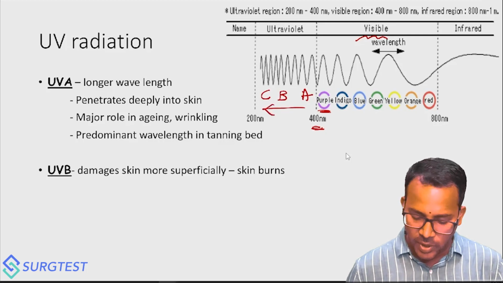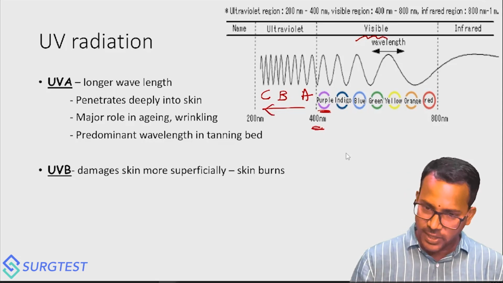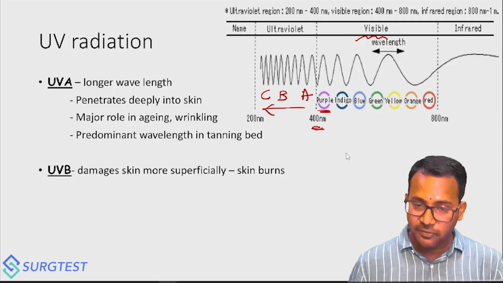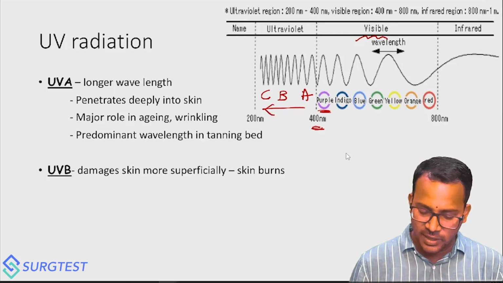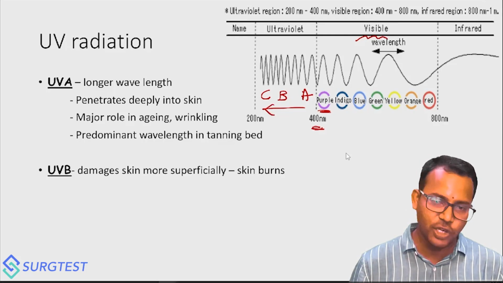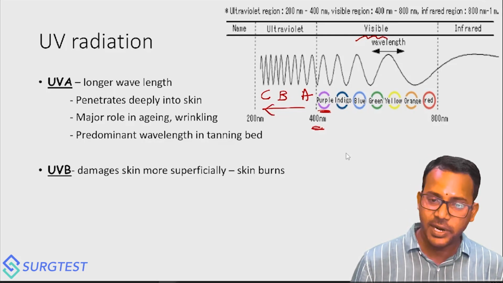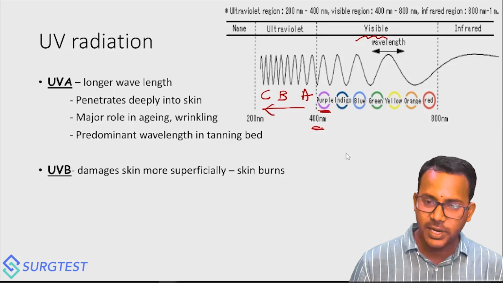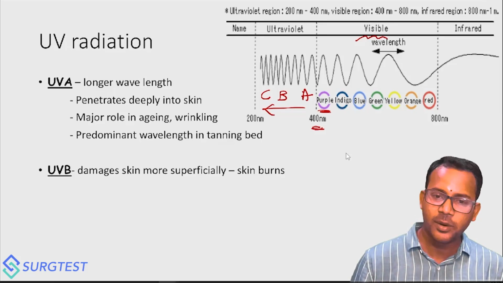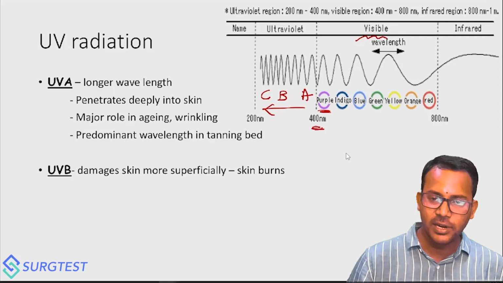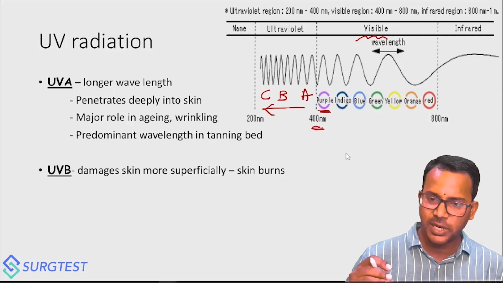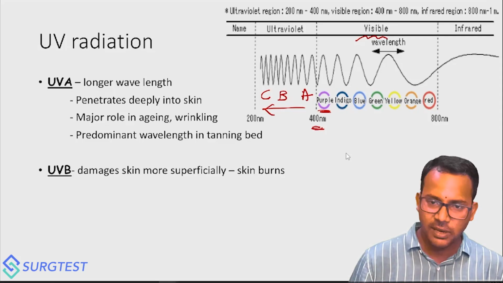The wavelength goes in a reverse order. Ultraviolet A will have a longer wavelength, and ultraviolet C will have a very short wavelength. That is how ultraviolet C would be filtered by the ozone layer. Most of the ultraviolet C gets filtered by the ozone layer, and almost a negligible amount comes onto the surface of Earth.